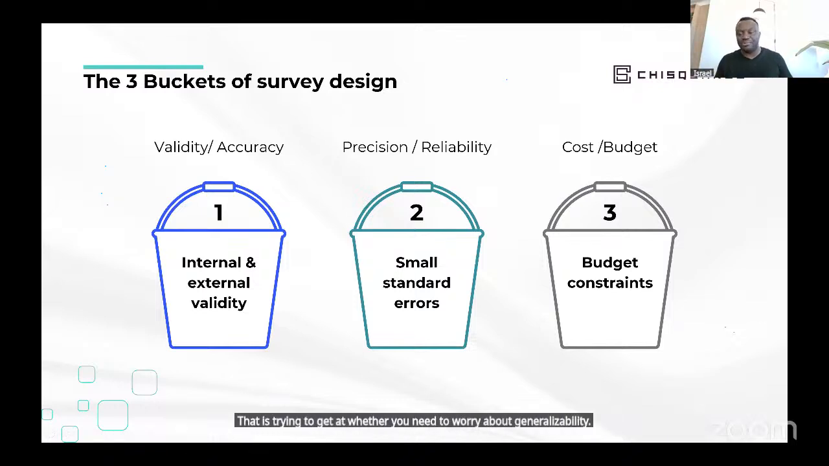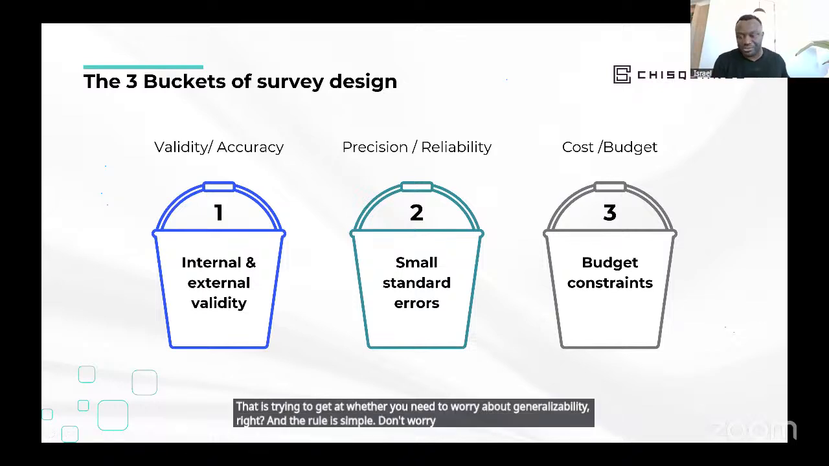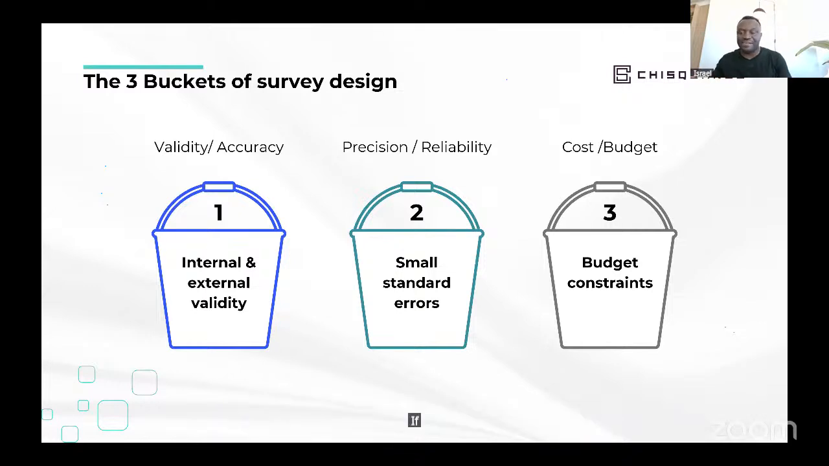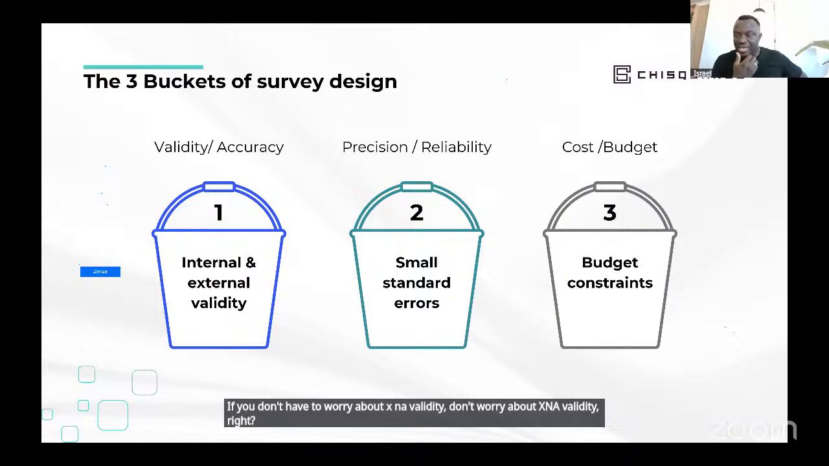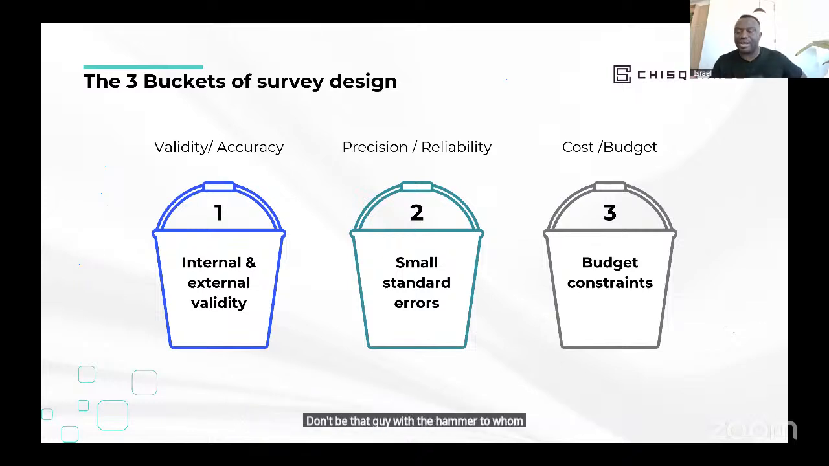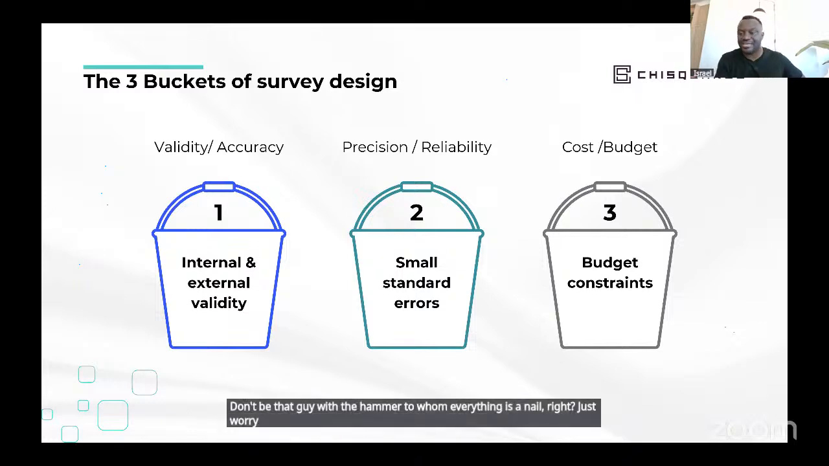And the rule is simple. Don't worry about things you don't have to worry about. If you don't have to worry about external validity, don't worry about external validity, right? Don't be that guy with the hammer to whom everything is a nail, right? Just worry about what the survey is designed to do.